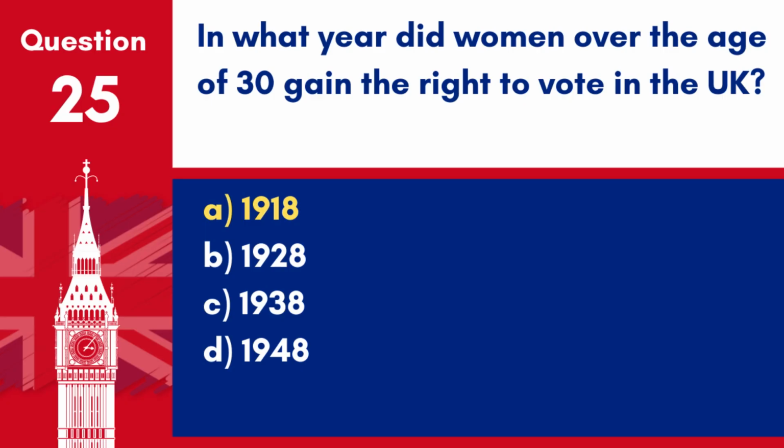Answer: A. 1918. Women over the age of 30 gained the right to vote in the UK in 1918 through the Representation of the People Act, which significantly expanded the electorate after World War I.